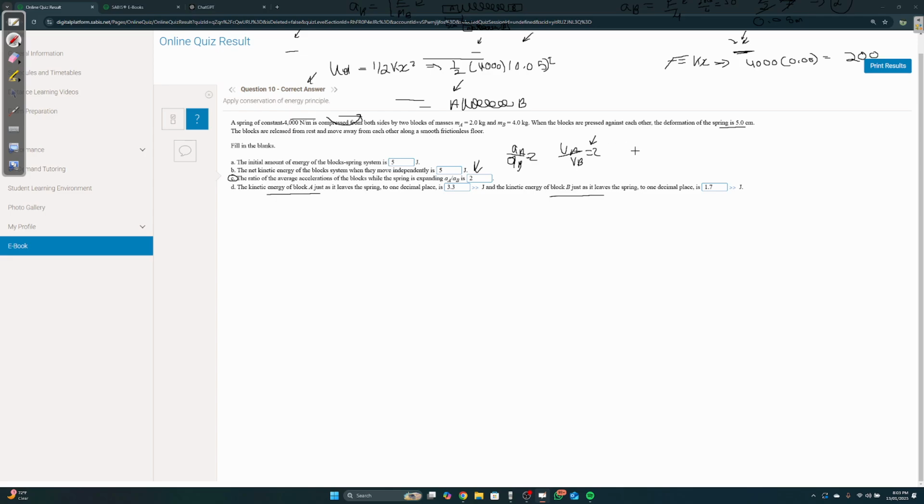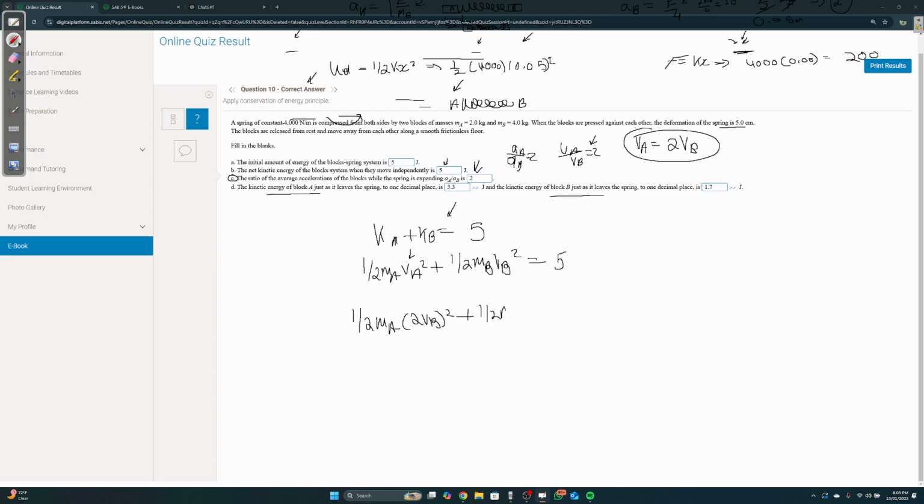Now, since you know velocity of A over velocity of B is equal to 2, in other words VA is equal to 2VB. You can use this because we know kinetic energy A plus kinetic energy of B is equal to 5. If you didn't do the step, you would do it after you write this, because we know the total kinetic energy is 5, right? So half MA VA squared plus half MB VB squared is equal to 5. Can't you substitute VA with 2VB? Of course you can. So half MA, 2VB squared, plus half MB VB squared equals 5.